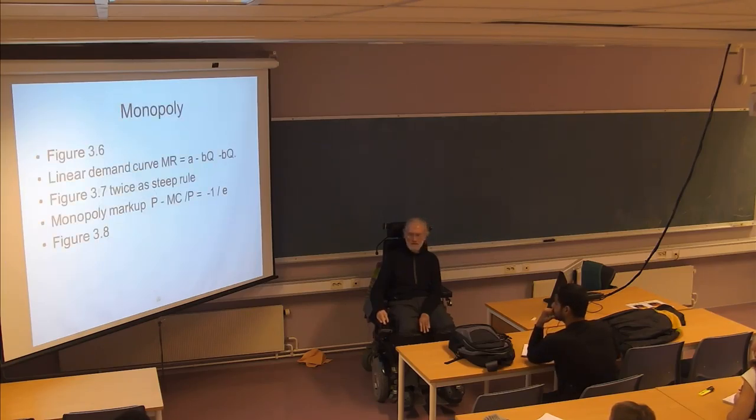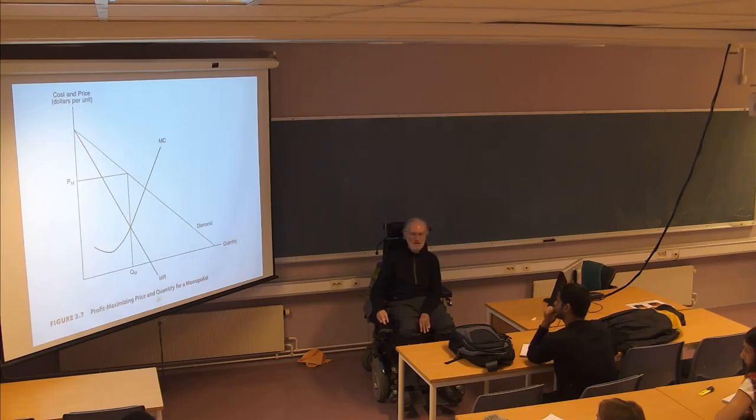then we move to the linear demand curve. Marginal revenue is equal to A minus 2BQ. Figure 3.7, twice as steep. Yeah, you see the marginal cost curve, and when you have a linear demand curve, you see the demand curve, and you just go home and do that exercise for yourself. When you look for the marginal revenue and have a linear demand curve, the marginal revenue curve will start exactly where the demand curve intersects with the vertical axis, and it will be twice as steep.